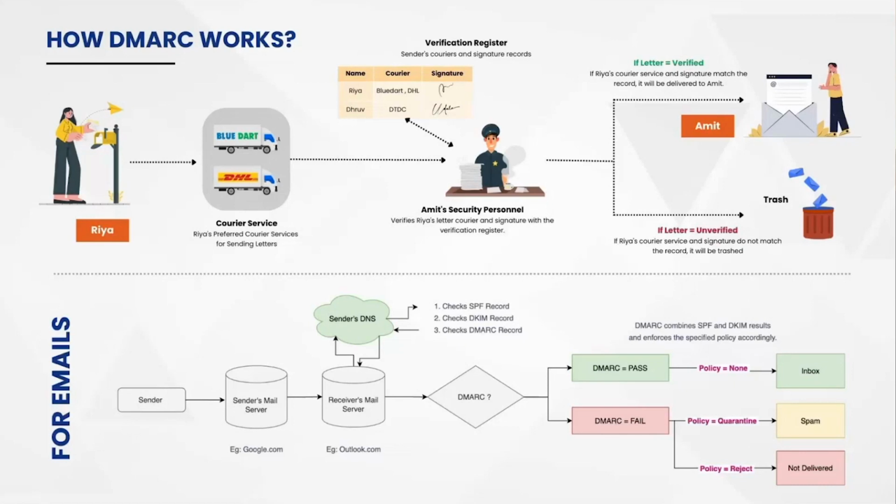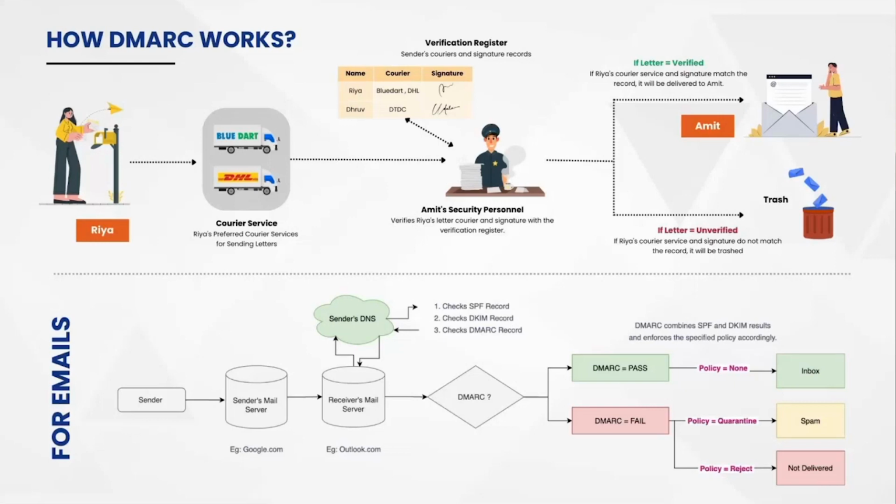Now, whenever the sender's DNS gets checked by the receiver's email server, there is a condition that comes out of DMARC: either DMARC passes or DMARC fails. If DMARC passes and you have set your policy to none, it will automatically land in your inbox. That's the safest and most common option. Second, if your DMARC fails, say your sender does not match or your signature is not matched, DMARC will automatically fail, and it will then check your policies.